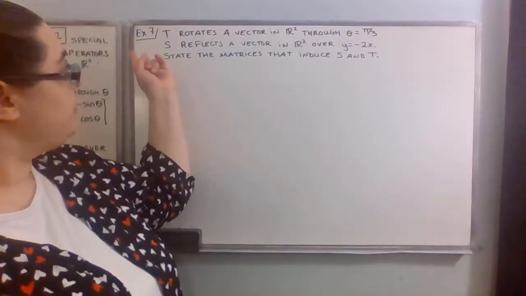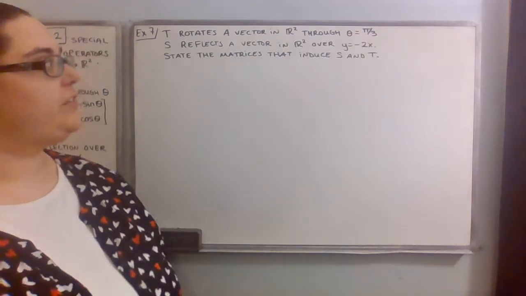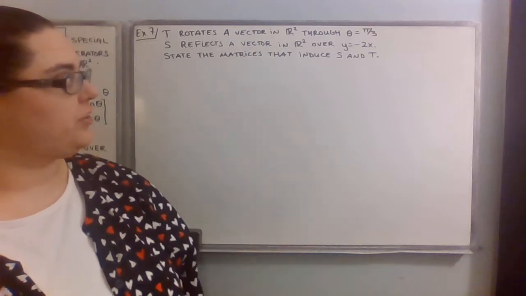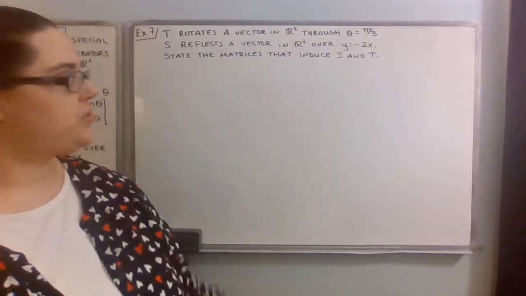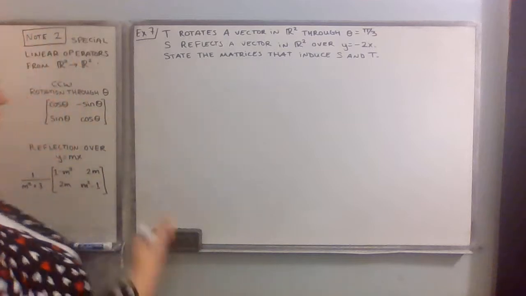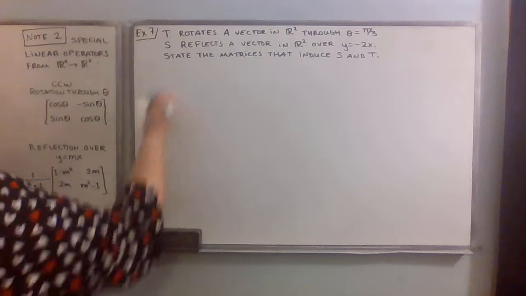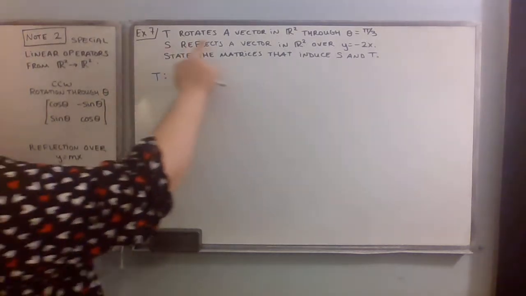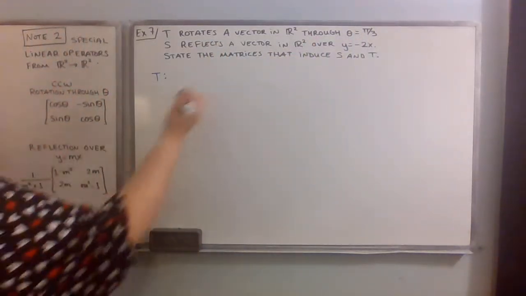In example 7, we have two linear operators. T is going to rotate a vector in R2 through the angle of pi thirds, and S is going to reflect a vector in R2 over the line y equals negative 2x. They want us to state the matrices that induce each of these transformations. We're going to treat this like a formula, plug in and simplify. Let's do T first. T rotates through the angle pi thirds, so we replace theta here with pi thirds.